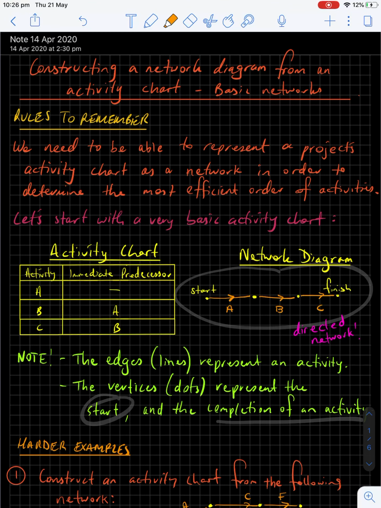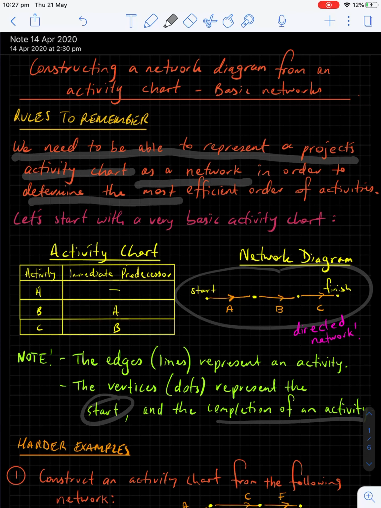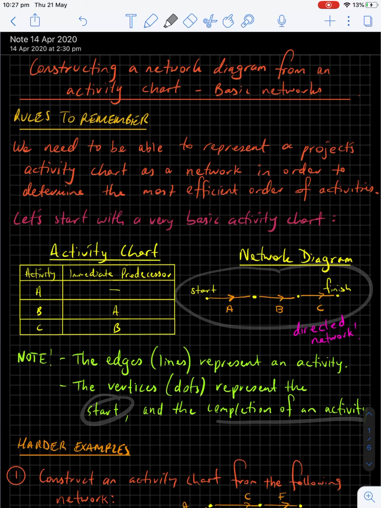Hi guys, for today's lesson we're going to be dealing with constructing a network diagram from an activity chart, and we're just going to be dealing with basic ones today. So the rules to remember is that we need to be able to represent a project's activity chart as a network in order to determine the most efficient order of activities, because this is all about critical path analysis.